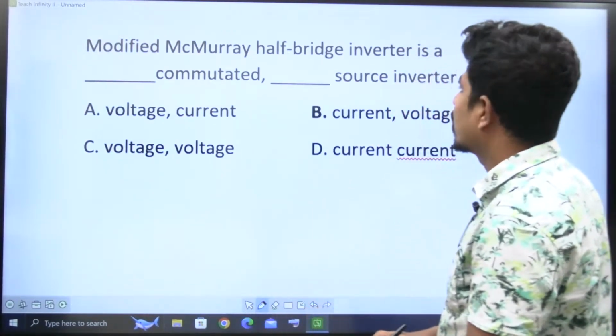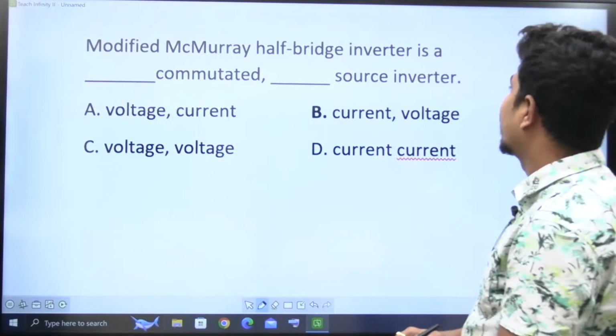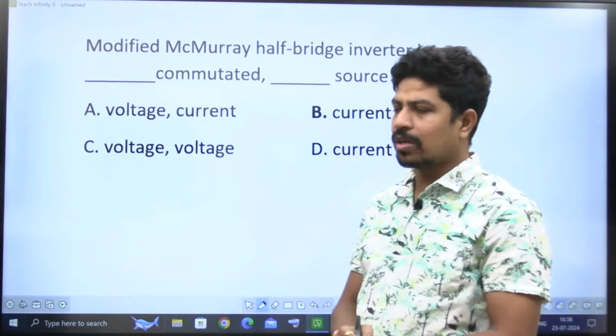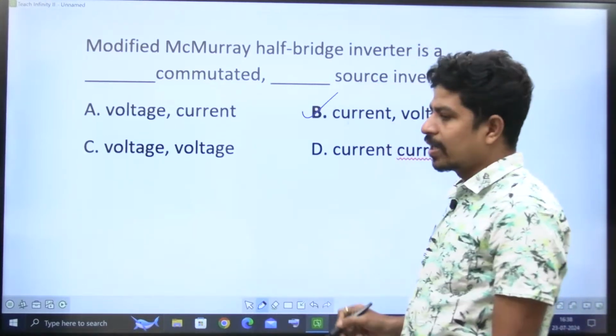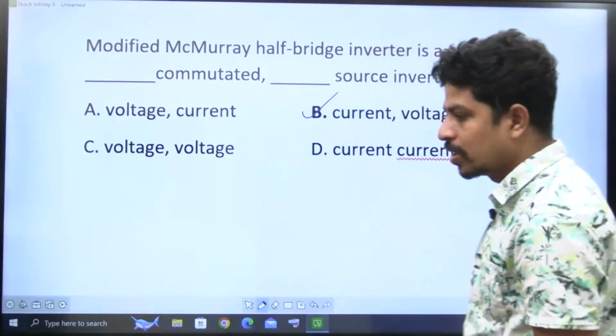Yes, sir. What is it saying? The modified McMurray half bridge inverter is a dash commutated and dash source inverter. It is a current commutated voltage source inverter. Yes, this is option B, direct. That is also a direct question. You don't have to think about it much, right?